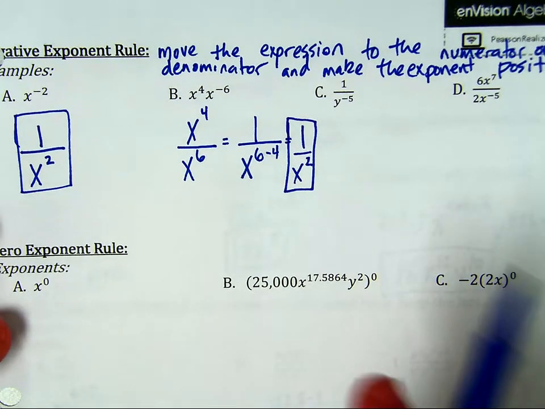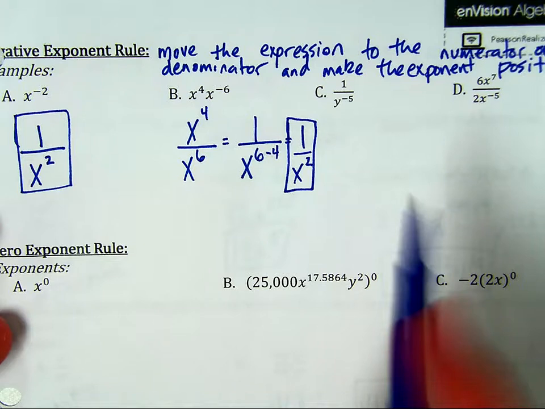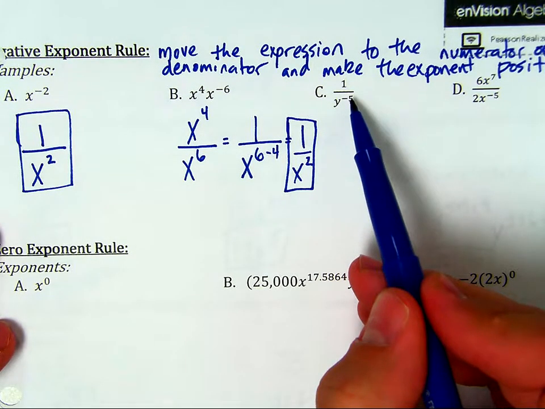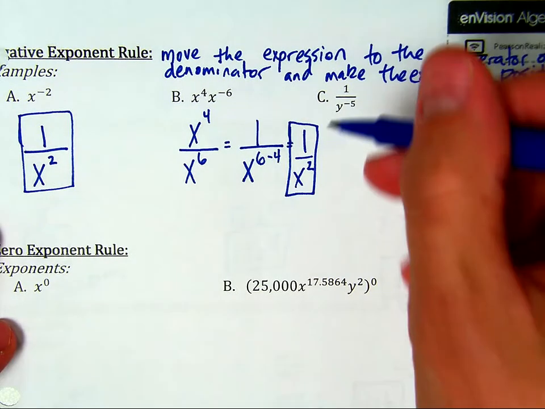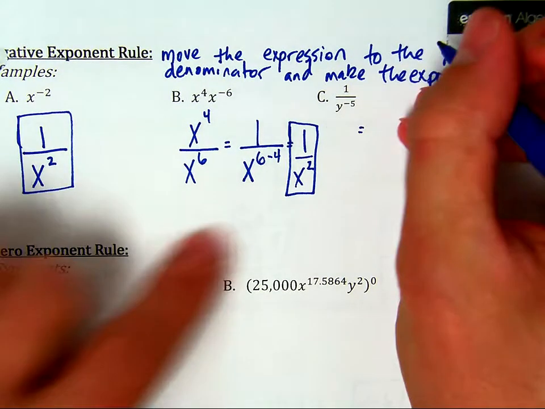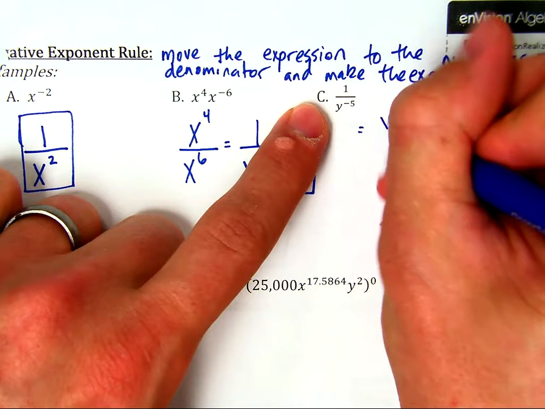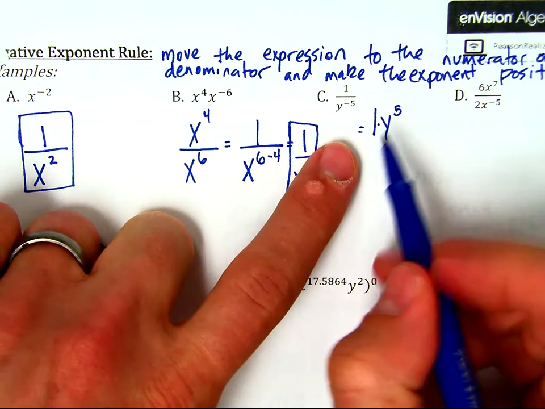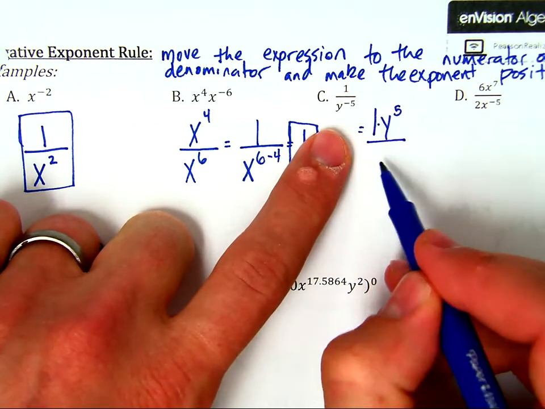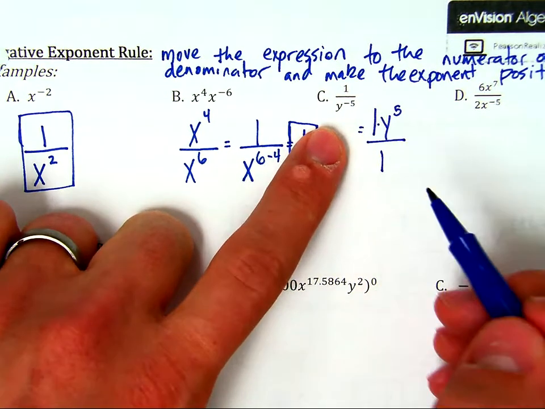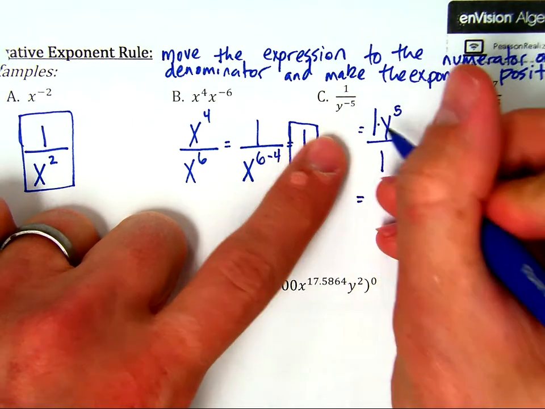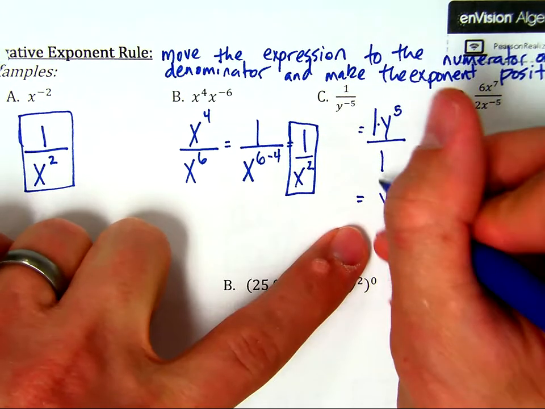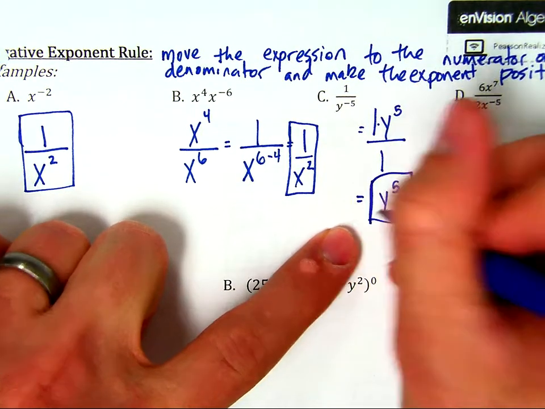For C, we have 1 over y to the negative fifth. Okay, now notice that the exponent is negative in the denominator. So in this case, we're going to take the expression and move it up to the numerator. We're going to move it up here with the 1. Okay, so it's 1 times y to the fifth in the numerator. Okay, if you want to leave a 1 in the denominator because we took everything out, you can. But essentially, 1 times y to the fifth is still y to the fifth. And y to the fifth divided by 1 is still y to the fifth. So your answer is just y to the fifth.